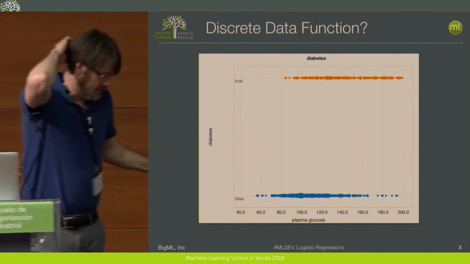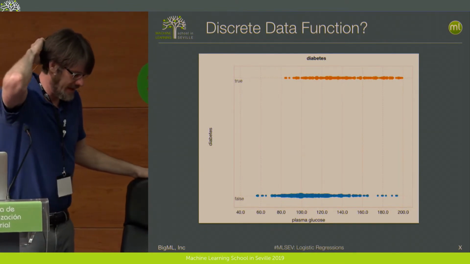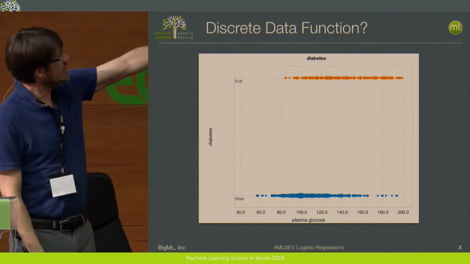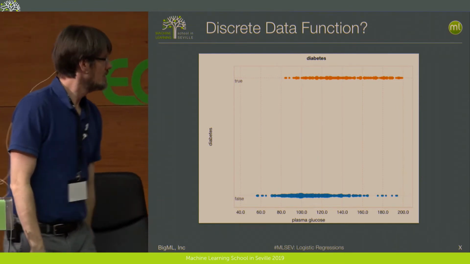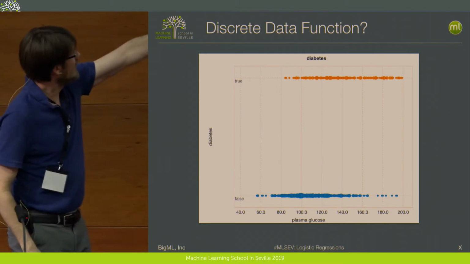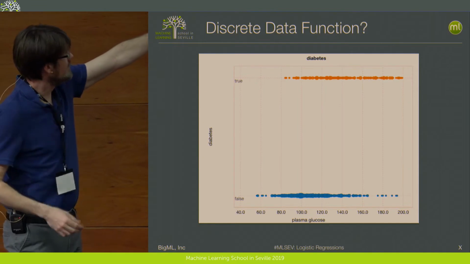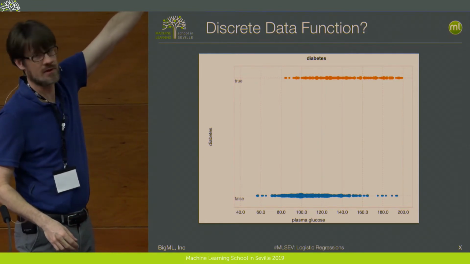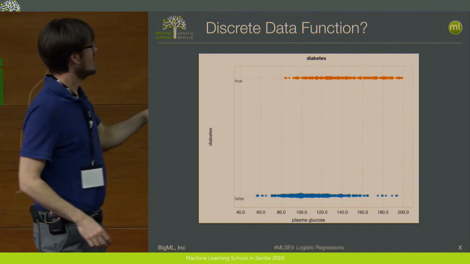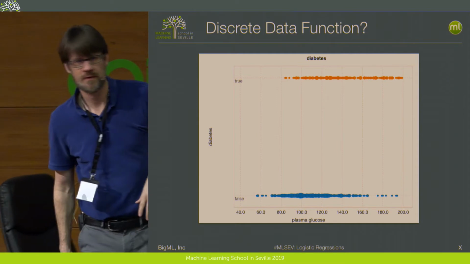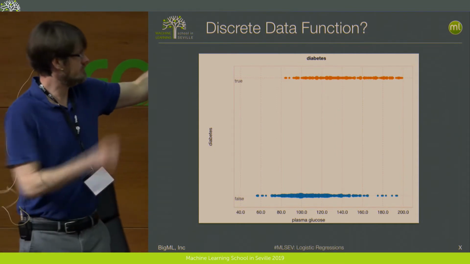So here's a little plot from the diabetes data set again. And we have all of the people who are false on the bottom there, each one as a little circle, and all the people who have diabetes at the top there as a little red circle. And then they're plotted against their 2-hour blood glucose, so their 2-hour blood sugar reading.